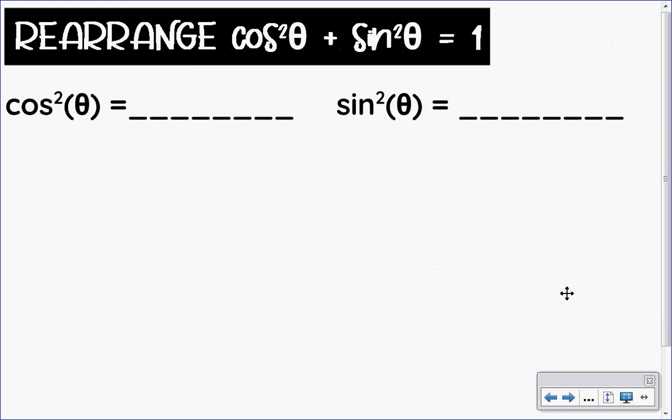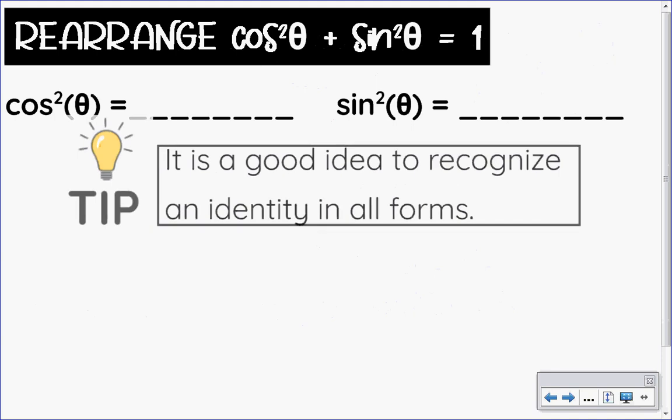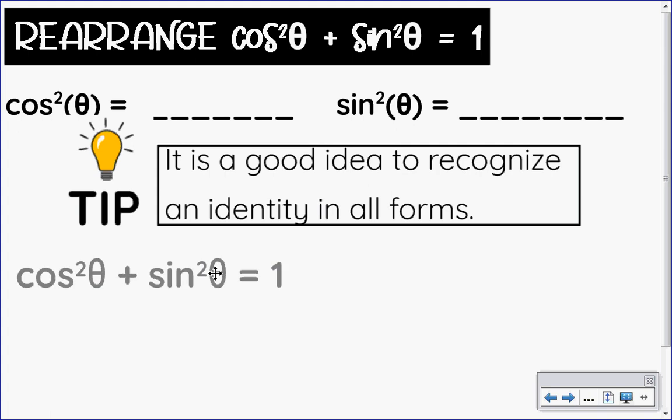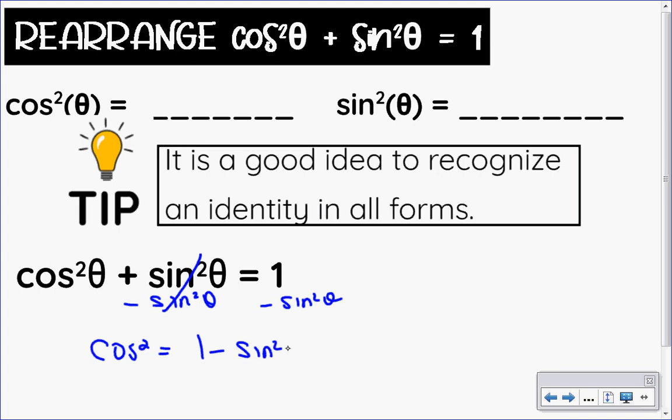If I want to, I can rearrange cos squared plus sine squared equals 1, because it's always a good idea to recognize an identity in all its forms. In a question it's not always going to appear as cos squared plus sine squared, which you then replace with 1. So let's look at rearranging it. In the first rearrangement, I'm going to isolate cos squared by subtracting sine squared from both sides. So I get cos squared is equal to 1 minus sine squared. That's another way the Pythagorean identity can appear. If I ever see 1 minus sine squared, I now know that's the same as cos squared.